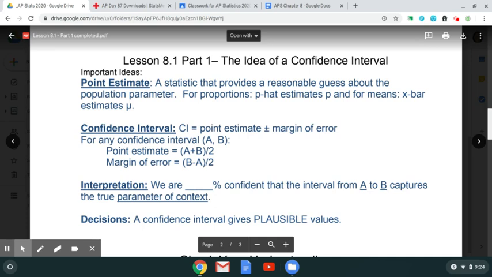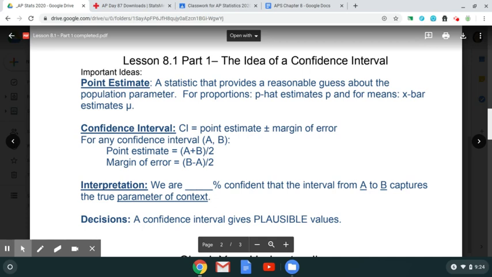Now, this next thing is super important because College Board is going to want you to explain all of your answers and what they mean. So I would highly recommend that this template be put into your brain, and you'll fill in the blanks based on the confidence interval that you calculate. We are blank percent confident that the interval from A to B captures the true, and here you're going to write exactly what you're trying to estimate in the context of the problem.